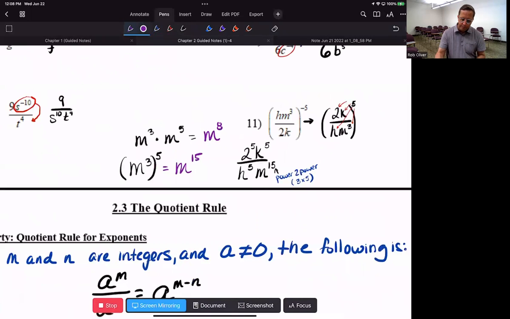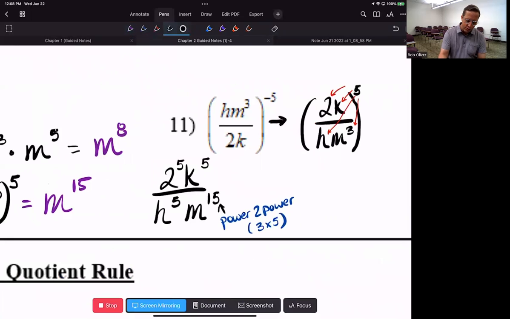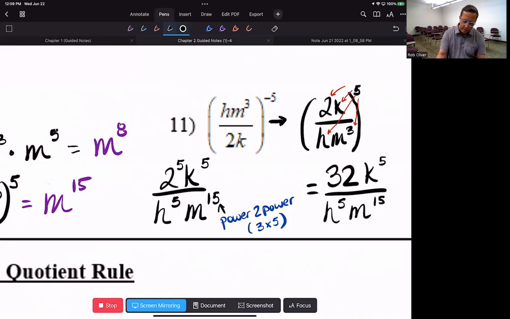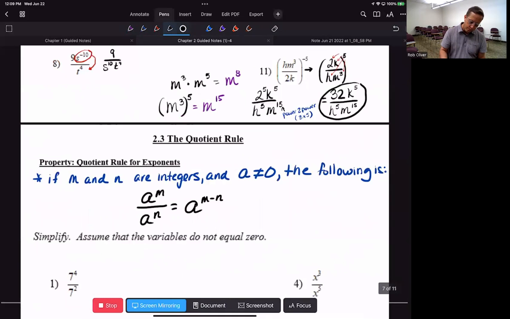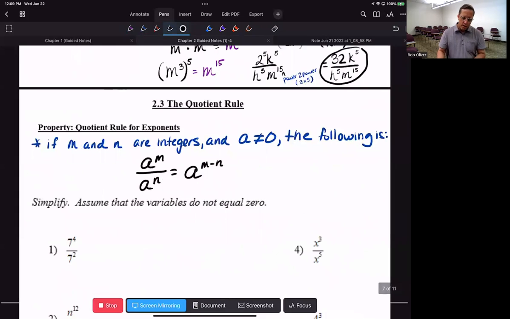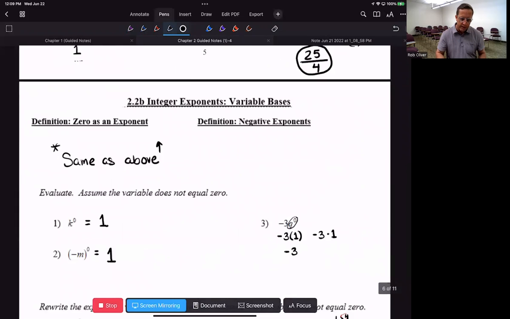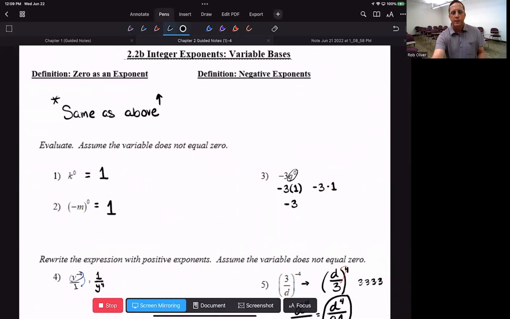There's a little bit more I can do on this. Let's simplify the 2. 2 to the 5th power means 2 times 2 times 2 times 2 times 2, which is 32. Everything else stays the way it was before. And this one's right as rain. All right, that does it for lesson 2.2b. I'll pick up 2.3 in another lesson.